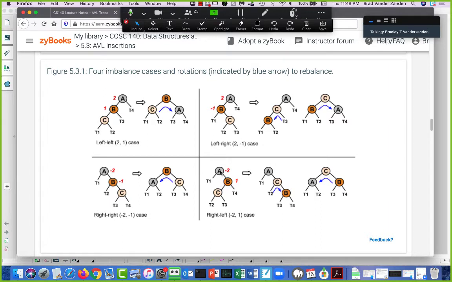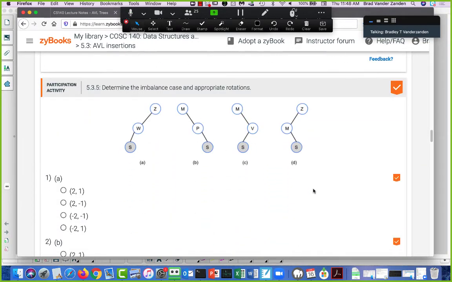Down here is a right-left. We went right and then left. Again, it's a double rotate about C. We rotate B down to get this zigzag. Then we rotate again about C to balance everything out. Okay?